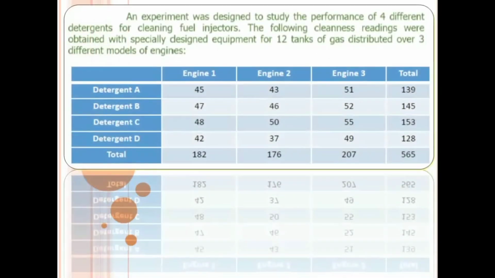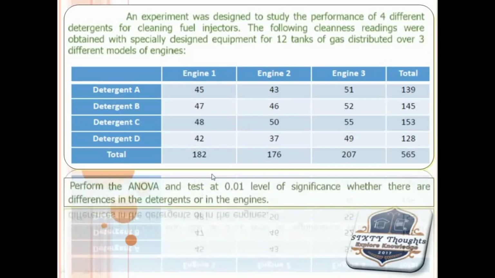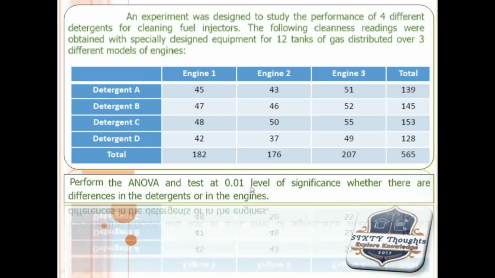Let us consider one application. An experiment was designed to study the performance of four different detergents for cleaning fuel injectors. The following data represents three different models of engine and four different detergents for cleaning fuel injectors. Here, let us see whether the given problem satisfies the two-way classification method. Why? Because here we are going to perform the ANOVA test at 0.01 level of significance, to check whether there are differences in the detergents and in the engines.